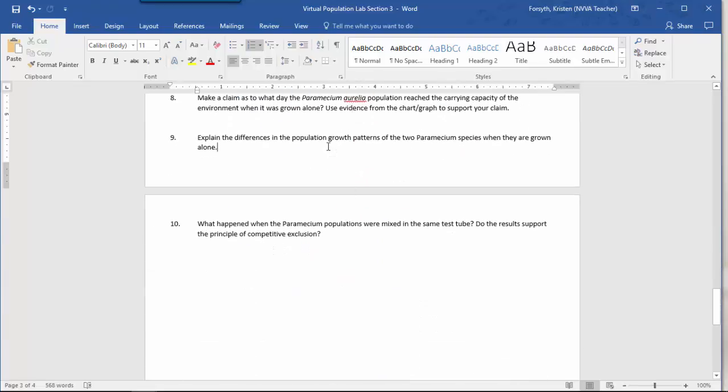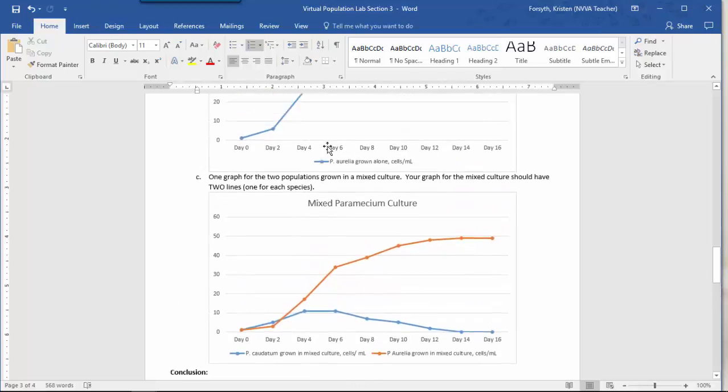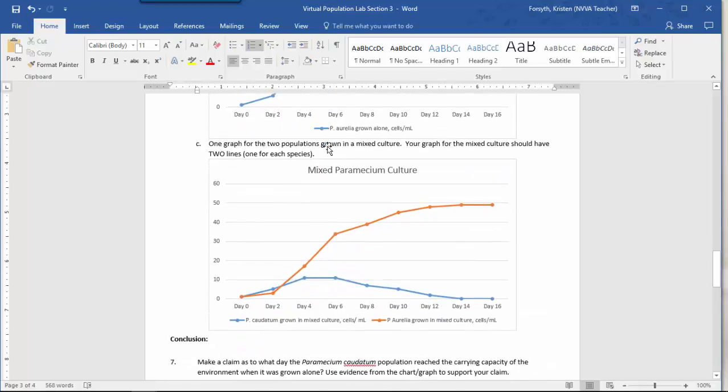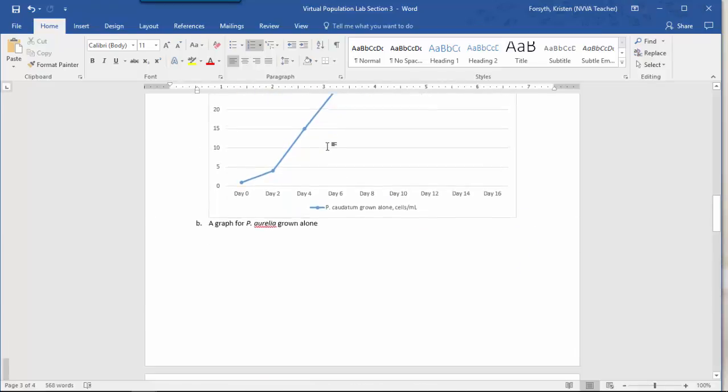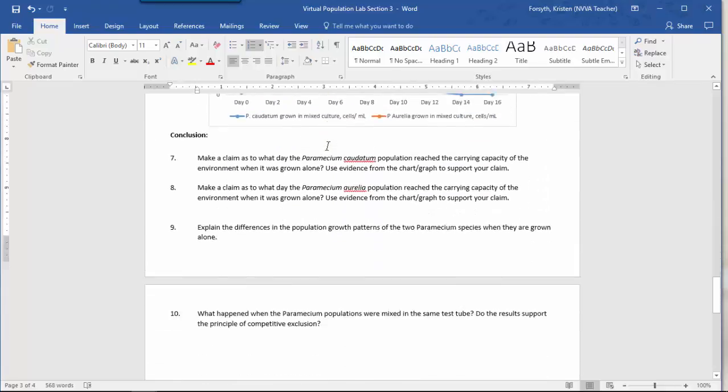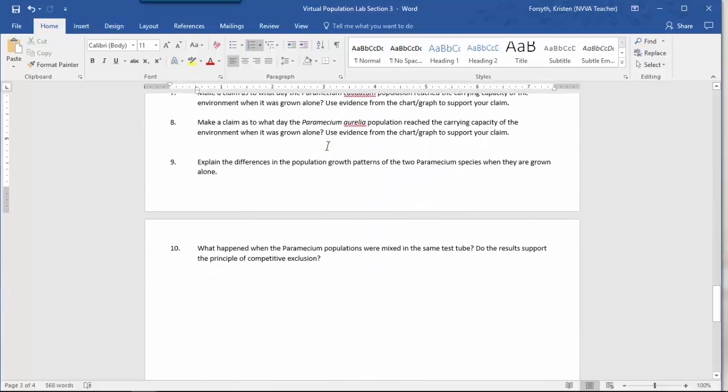So what did you notice about the two cultures? So did one grow faster? Did one grow slower? You should notice that right away when you look at the carrying capacity and how quickly they went up versus the other one going up, okay? So the exponential growth is a little faster in one than the other. So make sure you tell me which one it is and how you know that. So use evidence.